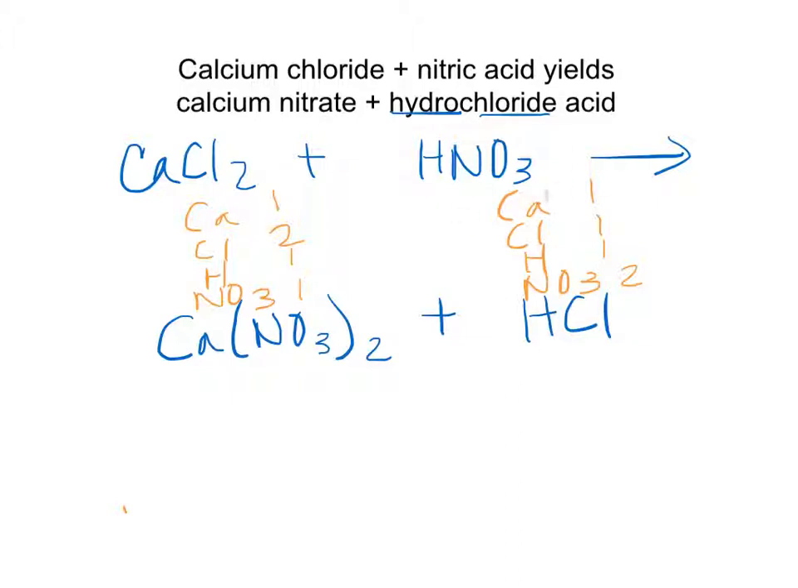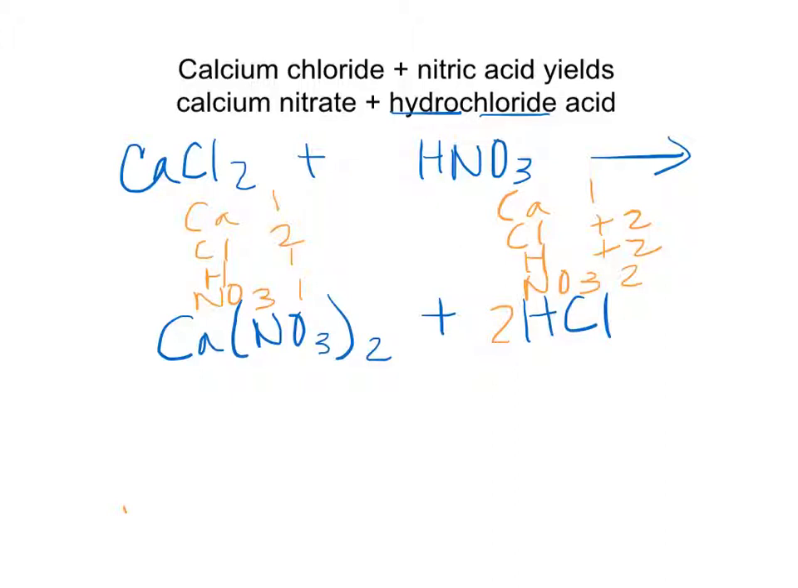So calcium looks good, 1 and 1. Now chlorine is 2 and 1, so this is not good. So I'm going to need to put a 2 out in the front here. And so now this gives me 2 chlorines, which is good, but now it also changes my number of hydrogens. So my chlorines are balanced, but my hydrogens are not. We're going to come back to the hydrogens at the end.